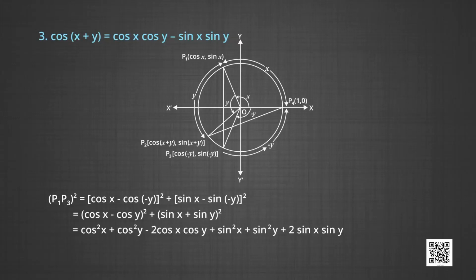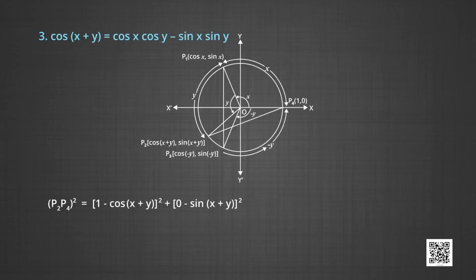Now, on opening the brackets, we get cos square x plus cos square y minus 2 times cos x cos y plus sin square x plus sin square y plus 2 times sin x into sin y. Now, replacing cos square x plus sin square x by 1 and cos square y plus sin square y by 1, we get P1P3 the whole square is equal to 2 minus 2 times cos x cos y minus sin x sin y.